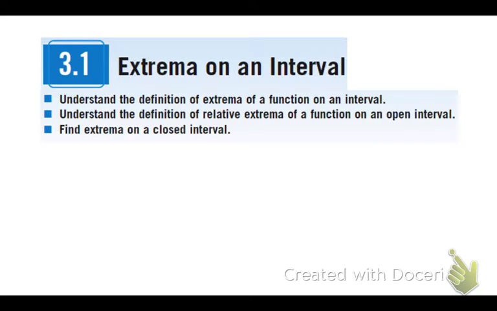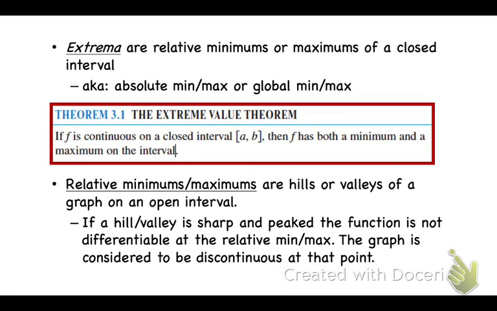So 3.1, extrema on an interval. What do you think an extrema is? Min or max. Okay, so extrema are relative minimums or maximums of a closed interval, aka absolute min or max, or global min or max. All the same words.